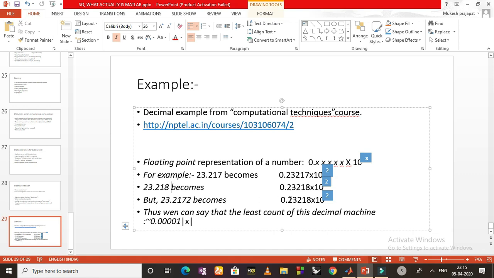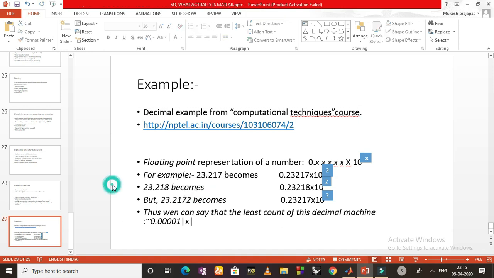23.21872. It will become 0.23218. Why this? Sorry, it's my mistake, it won't be 7. So why did this 2 disappear from storage? Because the machine precision has only storage of 10 to the minus 5, which means it can only store 5 digits of that particular number after 0. Here you can see we have six different digits, so it can only store the first 5 digits, with 10 to the power minus 5 as the exponent.